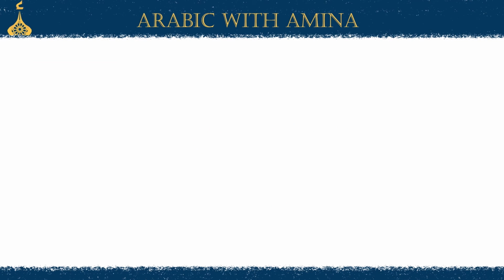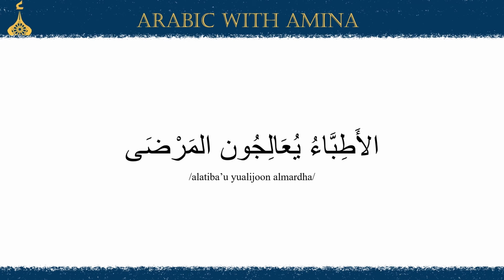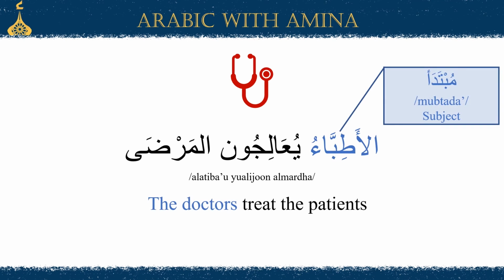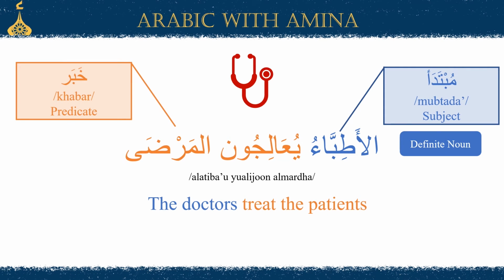Next up is al-atibba yu'alijun al-marda. The doctors treat the patients. Who are we talking about in this sentence? We're talking about the doctors, al-atibba. So this is our mubtada. And what are we saying about them? What do doctors do? Well, they treat patients. يعالجون المرضى. So this is our khabar.